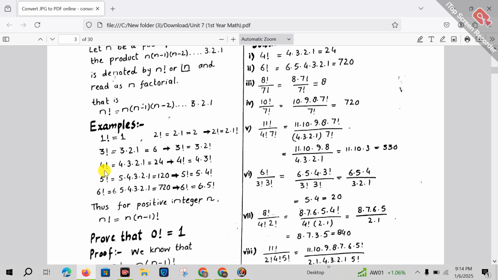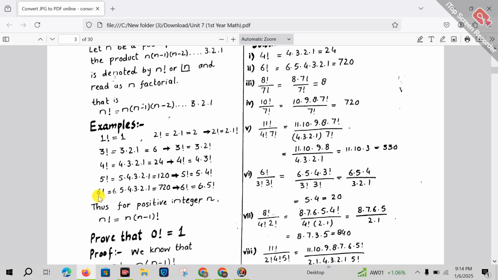Next is 4 factorial. 4 factorial is equal to 4, 3, 2, and 1. So 4 threes are 12, 12 twos are 24. So the answer is 24. 5 factorial is equal to 5 multiplied by 4 multiplied by 3 multiplied by 2. 5 fours are 20, 20 multiplied by 3 is 60, 60 multiplied by 2 is 120. So 5 factorial is equal to 120.